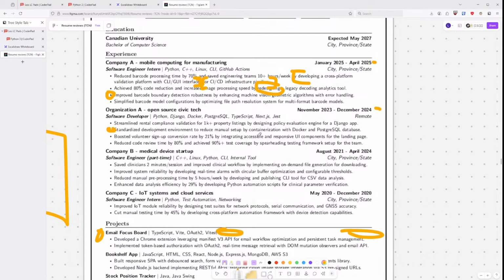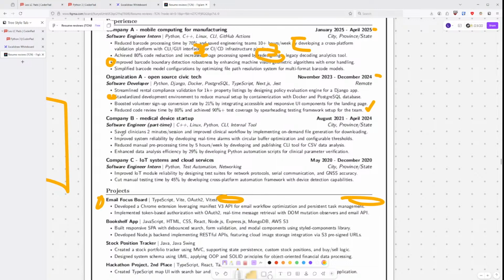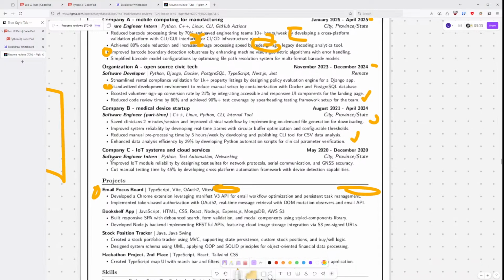Boost volunteer standard conversion rate with 1%. Okay, I can believe that. Reduce code review time and achieve 90% coverage, set up for the team. Reduce code review time by using framework set up for the team. Okay, I can believe that as well. Save to clinicians 2 minutes per session. Okay, nice.